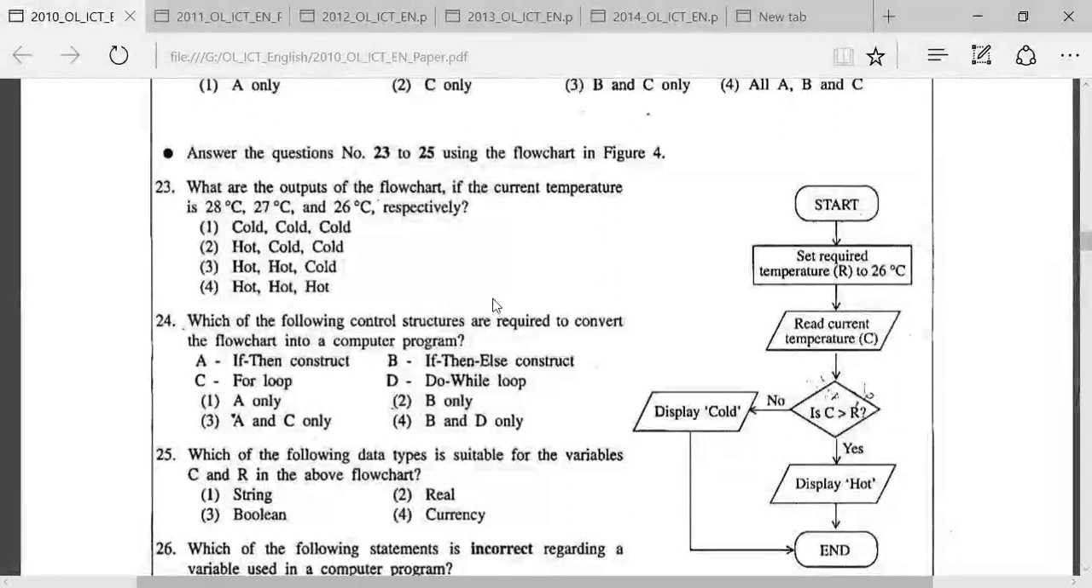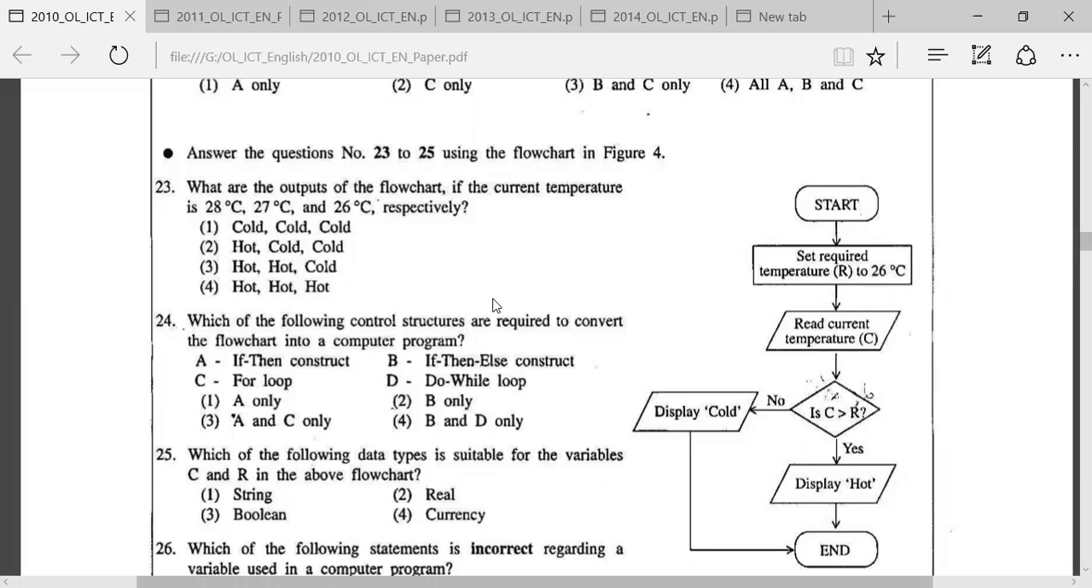Today we will discuss 2010 Unit 1 past paper, which is computer programming paper questions. So from 2010 we can consider one by one. Right.